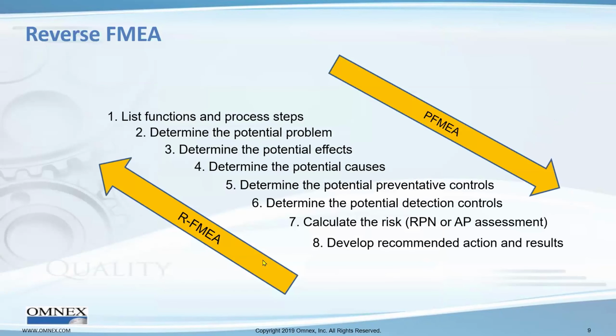So reverse FMEA can be looked at like this: we flow from a list of functions and steps all the way down to recommended action. And as we do the reverse FMEA, we're evaluating the 8 steps of doing a PFMEA. So when we get to our grinding operation, there may have been some recommended action in the PFMEA. So we would be checking to see, was that performed? And again, did that reduce our risk in doing the manufacturing operation with the grinding?